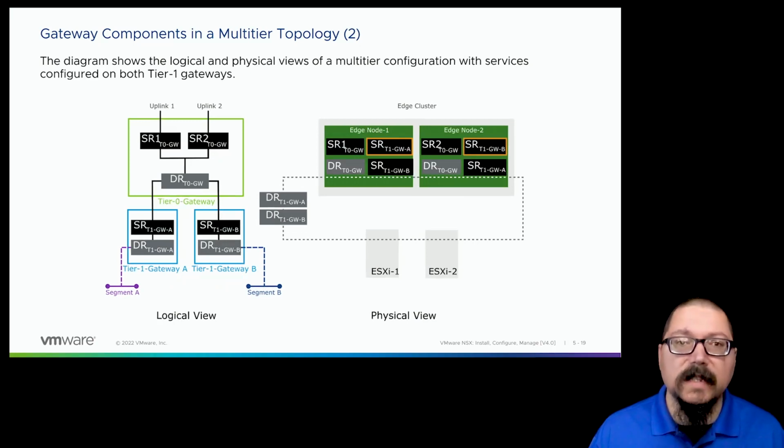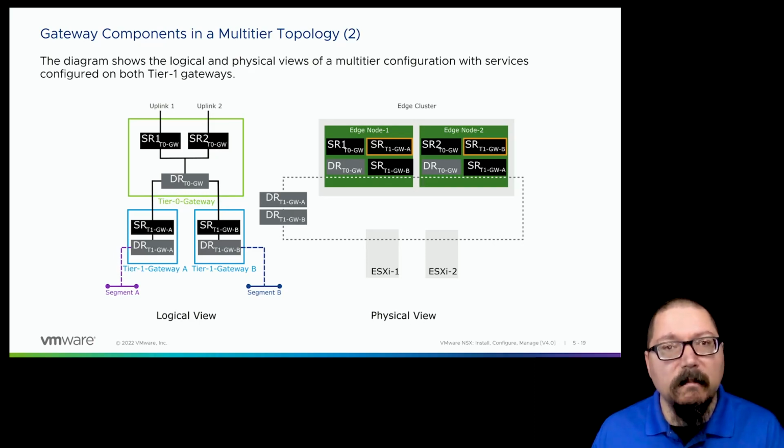Now, if we complicate this just a little bit more and associate tier 1 gateway A and tier 1 gateway B with the edge cluster, well, that means that those devices both are going to end up with a service router. And if we look at that, my service routers are populated across my different edge nodes. My tier 0 gateway realization really hasn't changed, at least not from a service router perspective. But if we look closely, the DR for Tier 0 gateway is only realized on Edge Node 1 and Edge Node 2.